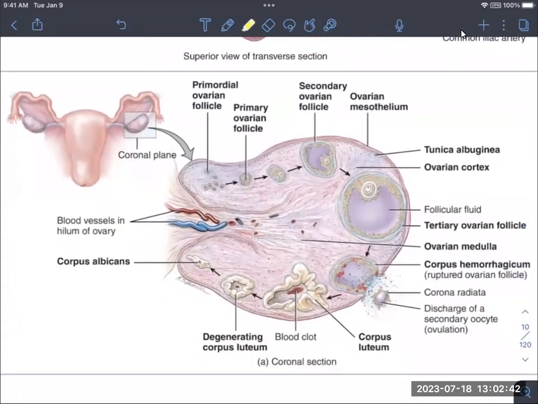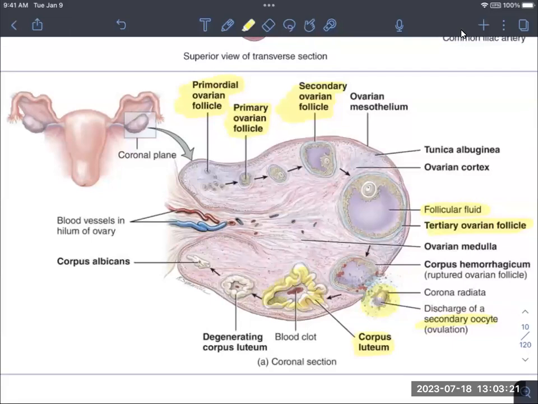Within the actual ovary, now we've got a slice through the ovary. We have these ovarian follicles. They will differentiate into a primary ovarian follicle, which will become a secondary ovarian follicle, which will become a tertiary ovarian follicle, which will get expelled out. This is where this secondary oocyte here is being expelled out. And what is left is this corpus luteum. This is what is left.